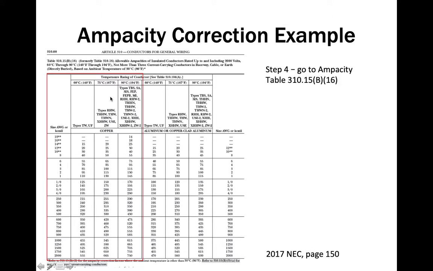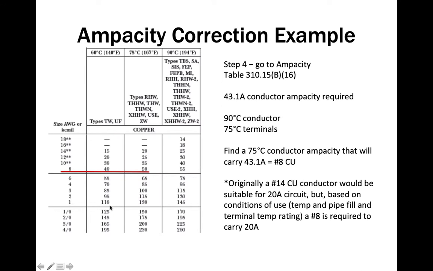Here's my ampacity tables, copper. Here's my temperature ratings on my insulations. Here's my gauges. Here's my ampacities right here. Let's zoom in on that. Because I have 75 degree terminals, all my corrections were based upon this 90 degrees C conductor, this insulation that can handle 90 degrees C or 194 degrees Fahrenheit.